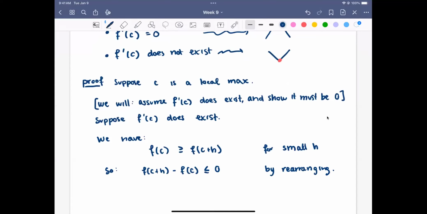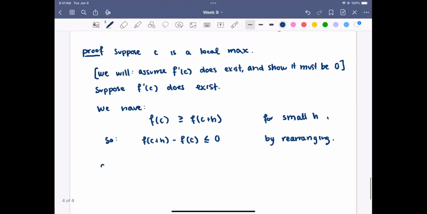Okay, so then what I'm gonna do, I'm trying to work my way towards something that looks like the derivative. So I'll divide both sides of this inequality by h. H could be positive or negative. And so I'm gonna have two cases, because if you divide by a negative number, that will flip the inequality. So I'm gonna divide both sides by h, and there's two cases.